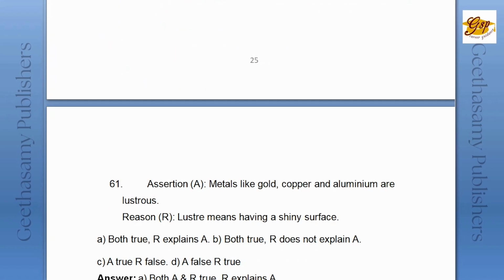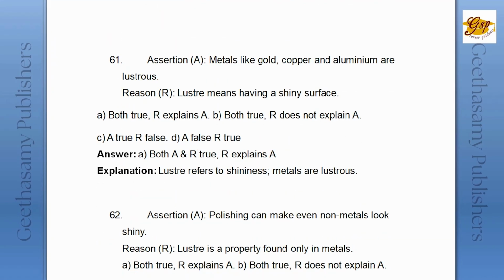Then 61st question, assertion and reasoning. Metals like gold, copper, aluminum are lustrous. Luster means having a shiny surface. Both are true and R explains A; both are true and R does not explain A; A is true, R is false; A is false, R is true. The correct answer is both A and R are true and R explains A. So luster means shininess, and metals are lustrous.